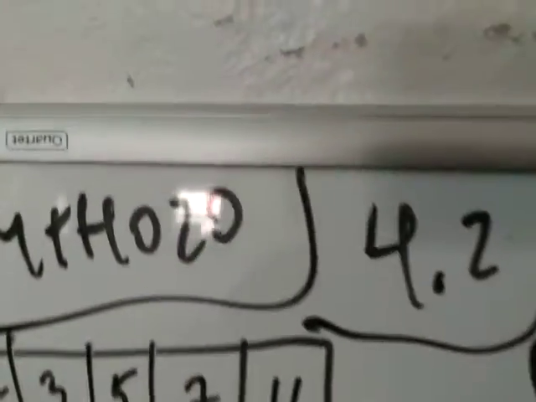Right now we're talking about MTH 020, 4.2. Divisibility rules, prime factorization, and factors of a number.